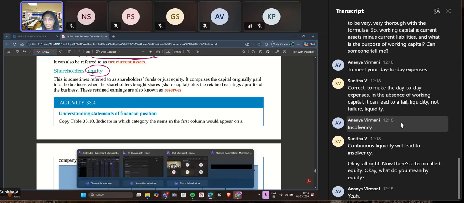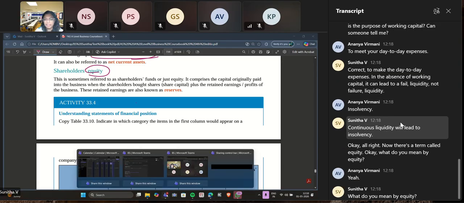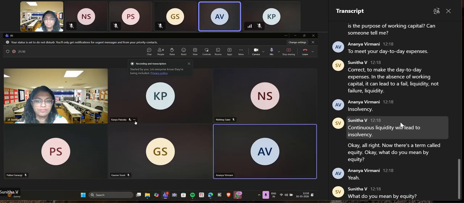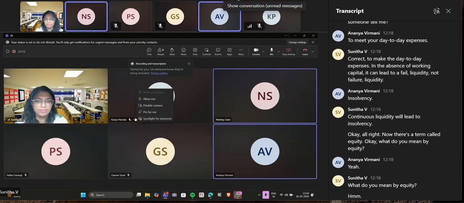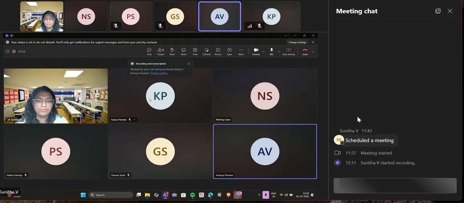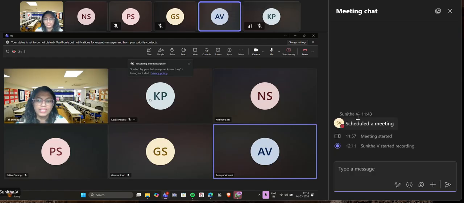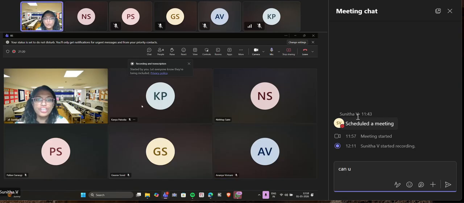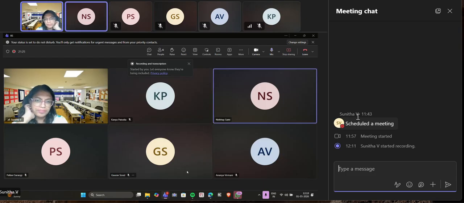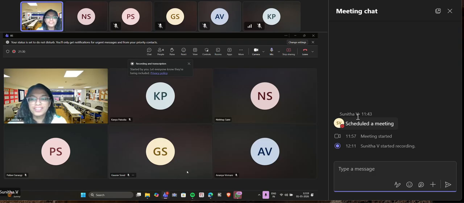What do you mean by equity? It's like the funds a shareholder invests into the business and the capital you buy with it. Yes, equity refers to the shareholders' funds, capital plus reserves, right? See, the word equity means owner's funds. And owner's funds include everything: the share capital that he has provided and previous years' retained profits, reserves, everything.